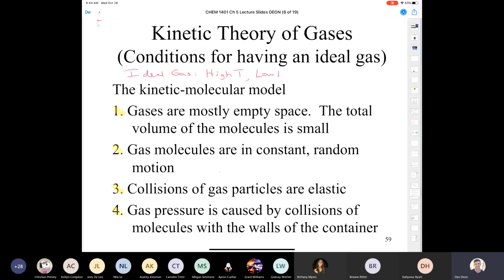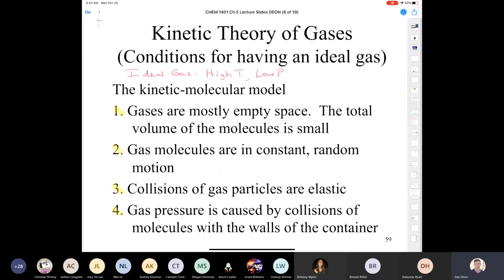Because if we have a low pressure, then we're going to have that scenario where the gas is going to be mostly empty space. Once we start putting pressure on a gas, it's going to bring the particles closer and closer together. Okay, so an ideal gas, or any gas, I guess what I should say, is any gas is going to behave more ideally at high temperature and low pressure.